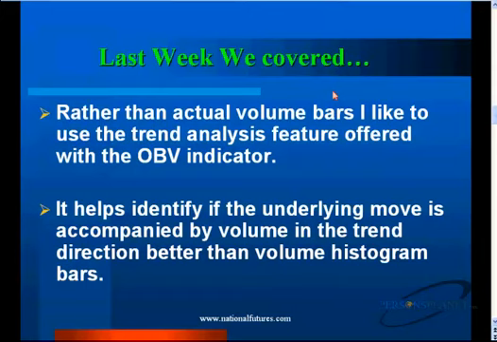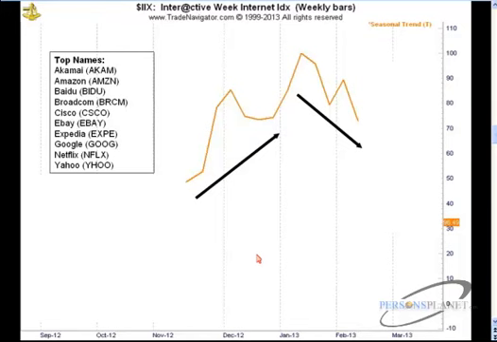But for the most part, if we can utilize some trend-following techniques, look at seasonals, and then utilize the tool and the platform that we have at hand, I think we're going to see some really improved results. Last week we talked about, rather than looking at actual volume bars, the OBV indicator, because it tracks the trend of prices when it accelerates to the upside or downside. It helps give us a clue if the underlying move is accompanied by volume in the trend direction. And of course, I believe it's better than looking at volume histogram bars.